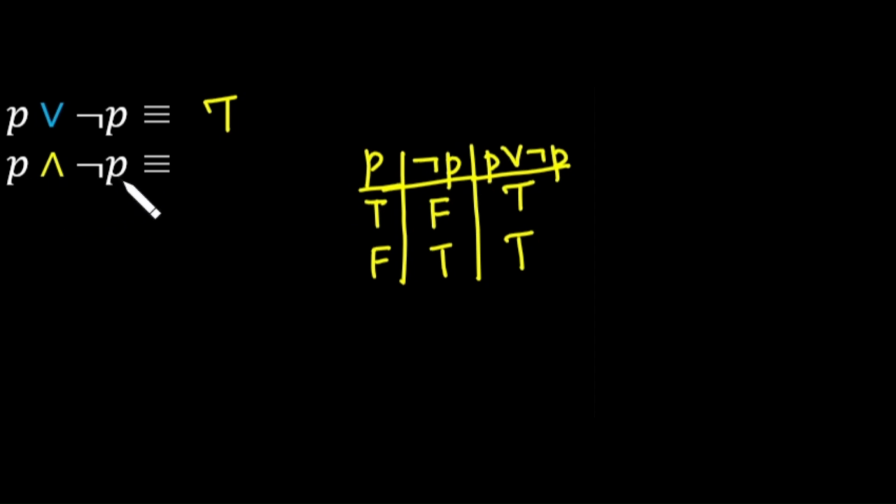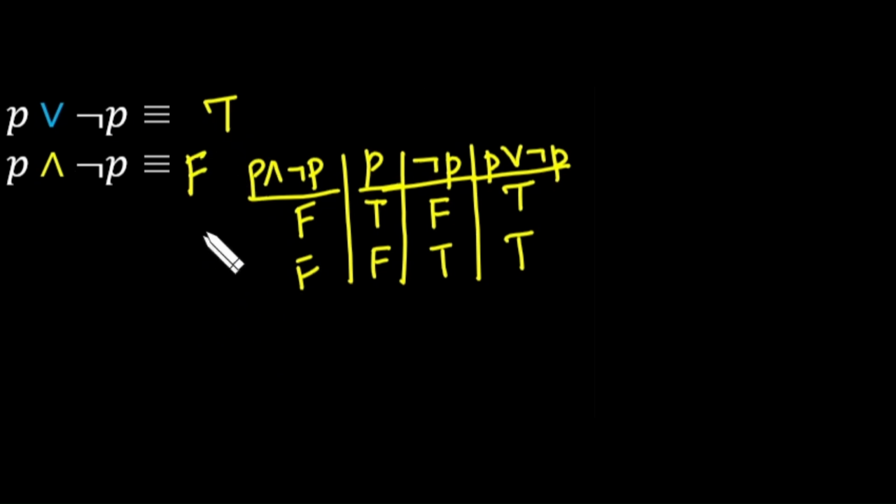At a time both cannot be true. If P is true, then negation P is false. If this is false, this is true. So obviously overall we are getting a false result in both the cases when we are using the AND operator. So it means this is logically equivalent to false.